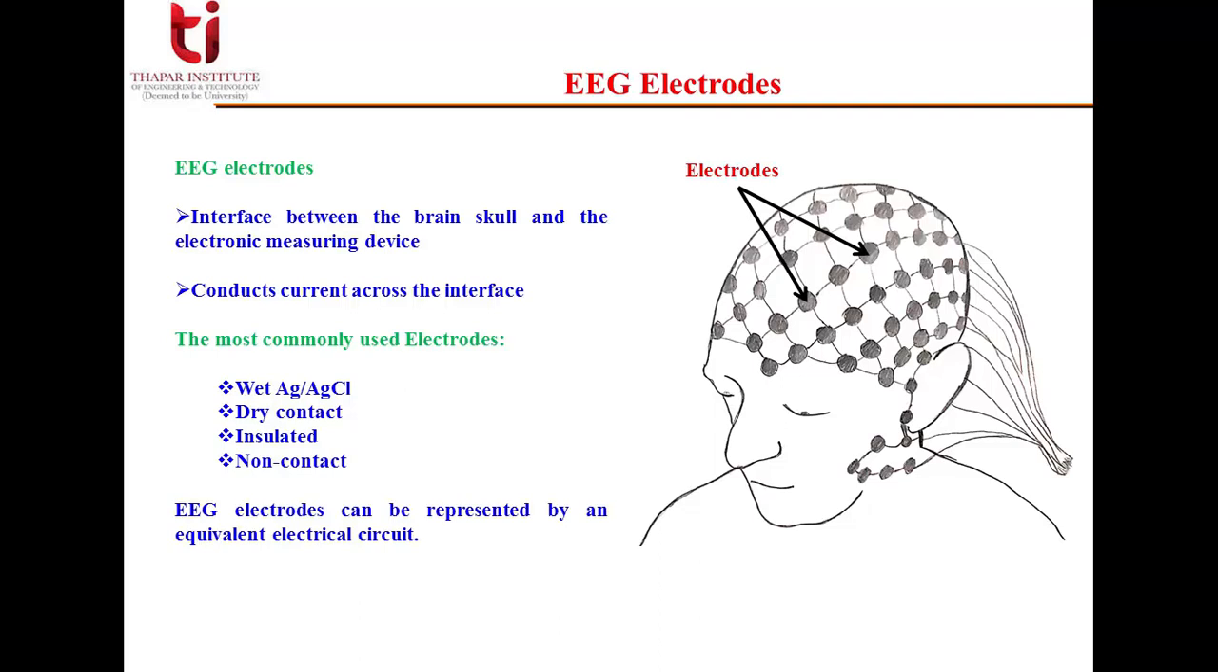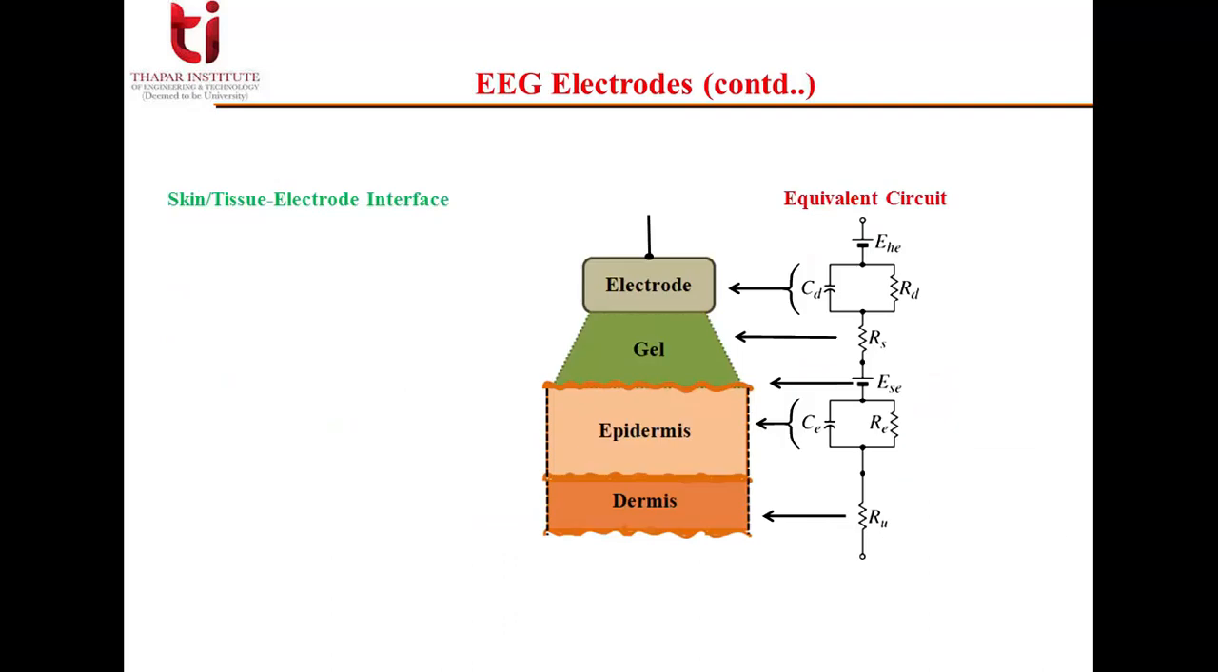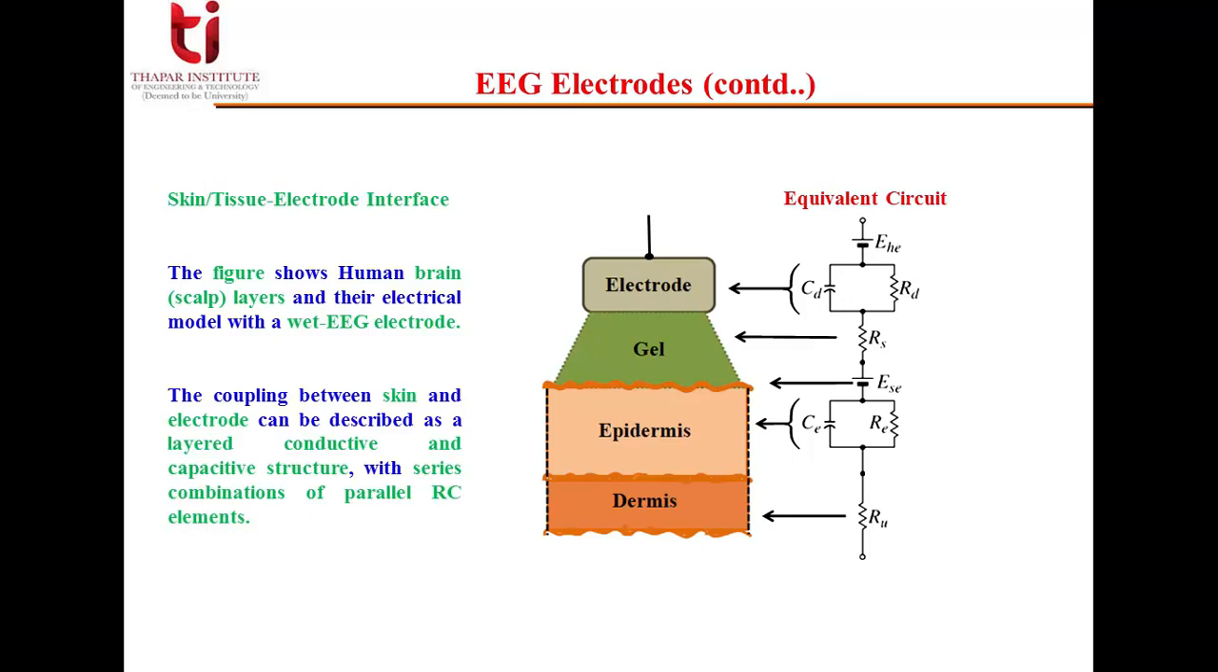Each EEG electrode can be represented by an equivalent electrical circuit. Now look at this figure. It shows the human brain, or I can say scalp layers, and their electrical model with a wet EEG electrode. The coupling between the skin and electrode can be described as a layered conductive and capacitive structure with series combinations of parallel RC elements. If you see in this equivalent circuit, EHE represents half cell potential.